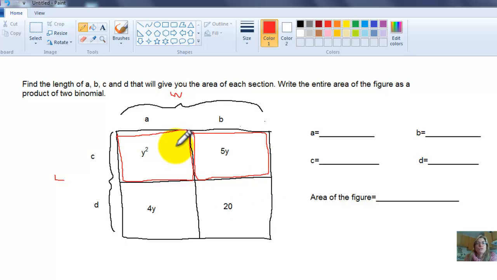And there are 2 problems back to back with this similar kind of drawing. In this situation, they give you the area of the small squares. That's what these numbers are. Y squared is the area of this square. 5y is the area of this square. 20 is the area of this square down here. And then 4y is the area of this square here.